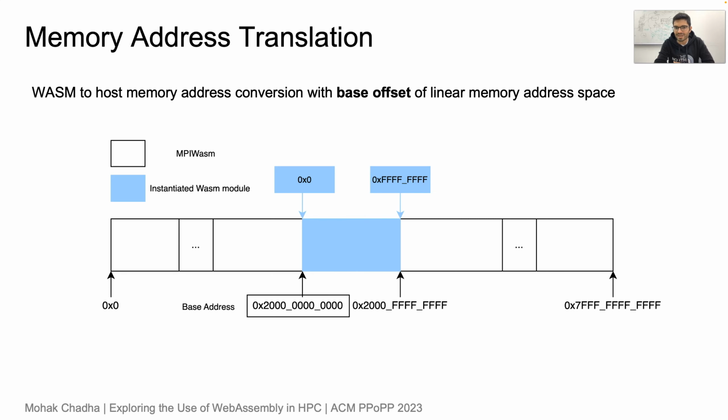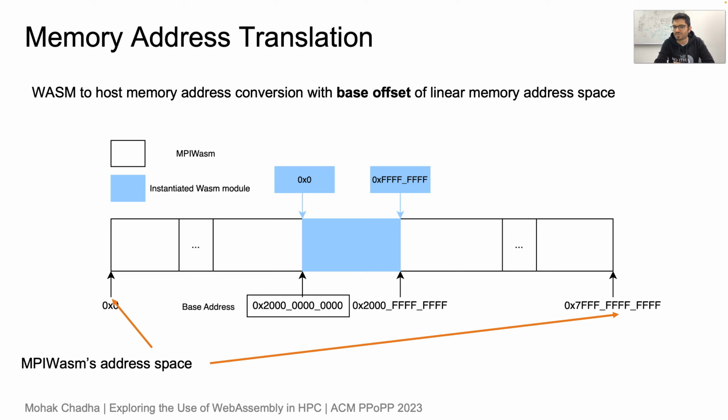So when you execute an MPI module in MPI Wasm, it reserves a part of its own memory address space for use by the WebAssembly module. In addition, it records the base address of the WebAssembly module. Using these, it is possible to directly convert 32-bit pointers that refer to the module's linear address space to 64-bit pointers that refer to the MPI Wasm's address space, and vice versa.